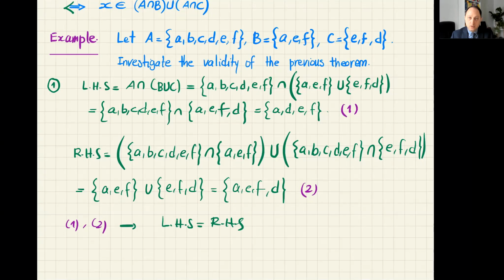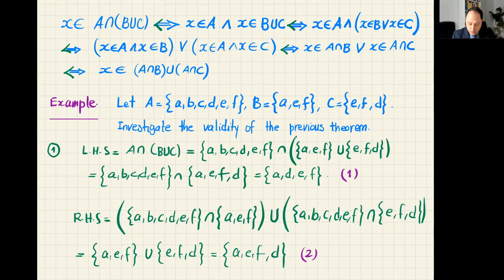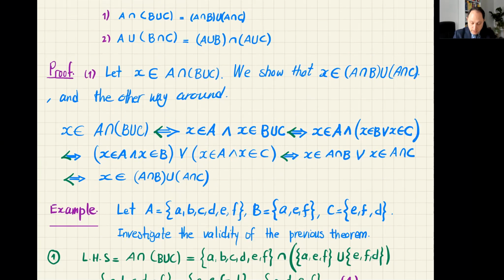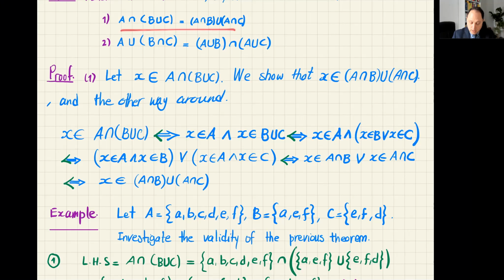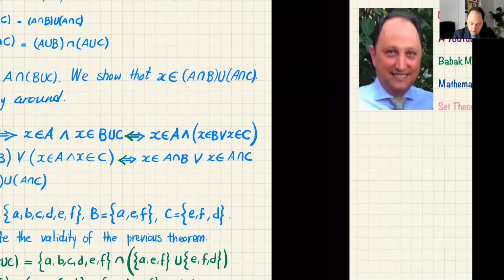Another type is that you can investigate equalities with Venn diagrams. Okay, so let me also, for example, check the validity of this one using the Venn diagram. Okay, so let me just give you this as an example.